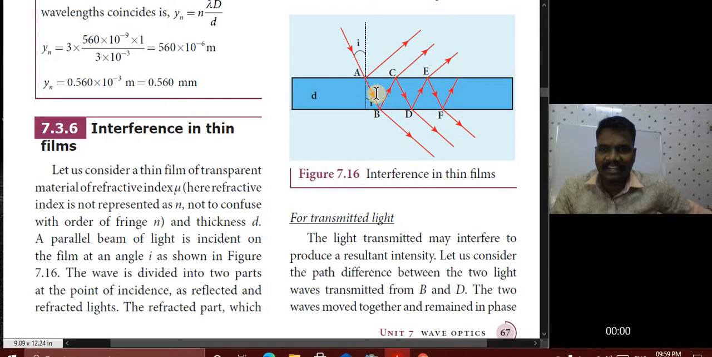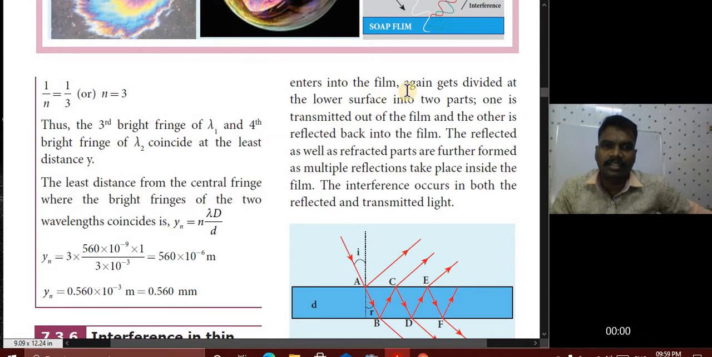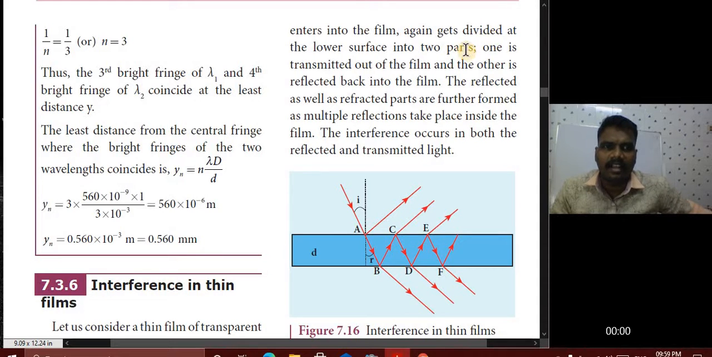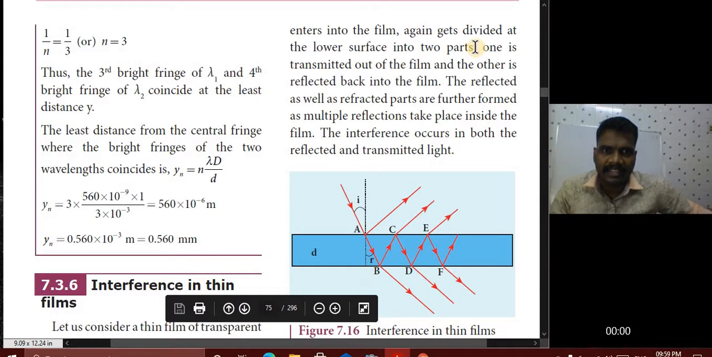The wave is divided into two parts at the point of incidence. One is the refracted, another ray is reflected. So that means two parts, reflected and refracted lights. The refracted part which enters into the film again gets divided at the lower surface into two parts.